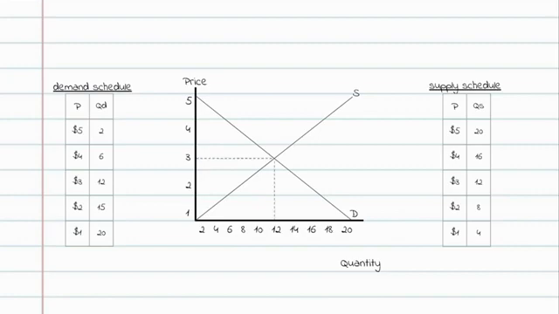Just look where quantity demanded equals quantity supplied. In other words, the point where the demand and supply curves intersect. But if you were given a demand and supply schedule, you would look for where the price and quantity of both schedules are the same. So in this case, the equilibrium price would be $3 and the equilibrium quantity would be 12.